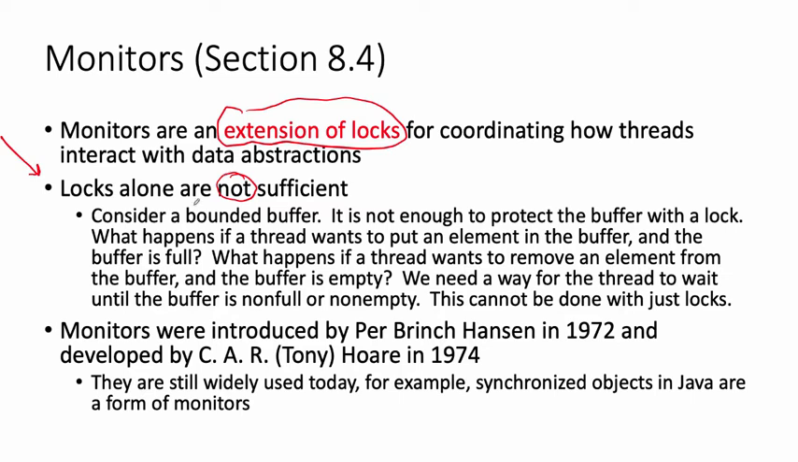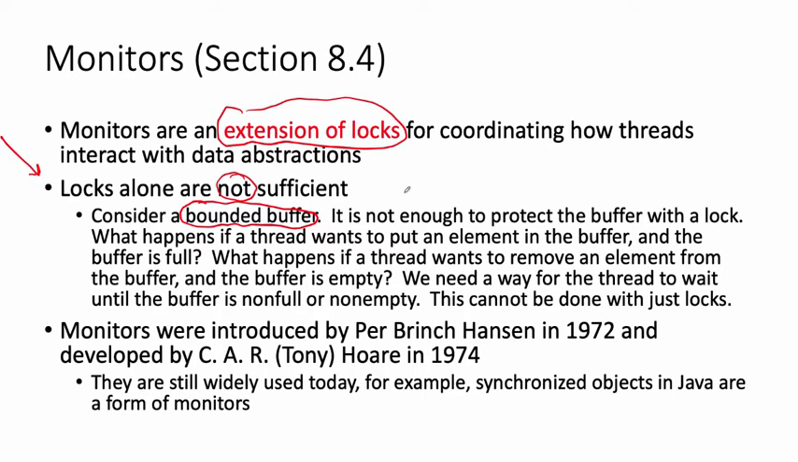Consider, for example, it's true for many data abstractions, but consider a simple one called a bounded buffer. So a bounded buffer is like a queue, but it has a fixed maximum size. I can put elements in the buffer until it's full. But when it's full, I cannot put more elements. And I can remove elements from the buffer. Eventually it becomes empty. But when it's empty, I cannot remove any more. So there is blocking going on when it's full and when it's empty.